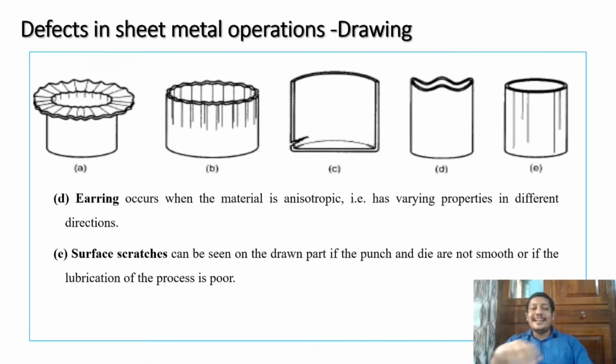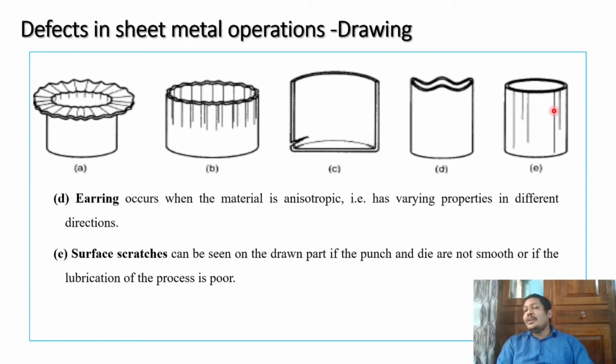The other two defects, D is called the earrings. I have already shown this. You can see the wavy shape of your outer edges, that is called the earring. It occurs when the material is anisotropic, it has varying properties in different directions. And sometimes you can see surface scratches are also visible. Surface scratches can be seen on the drawn part if the punch and die are not smooth or if the lubrication is not proper.